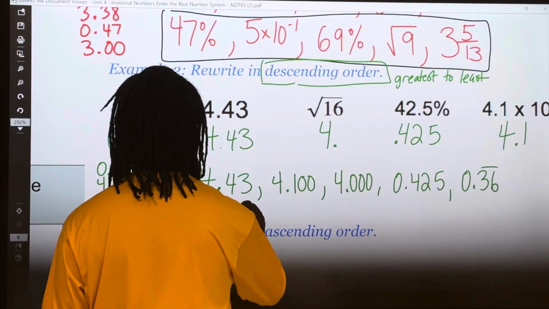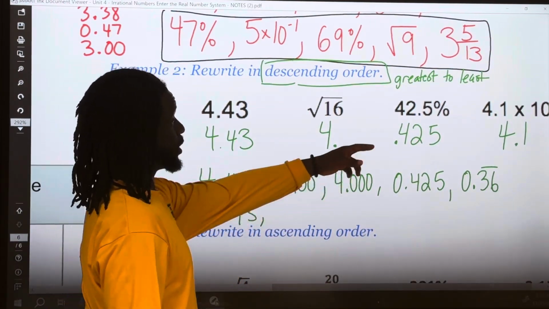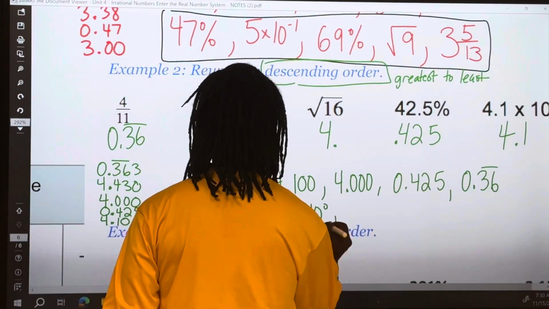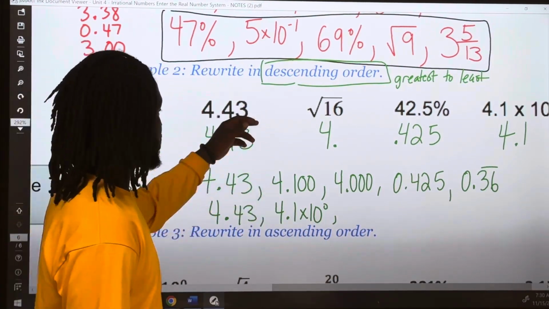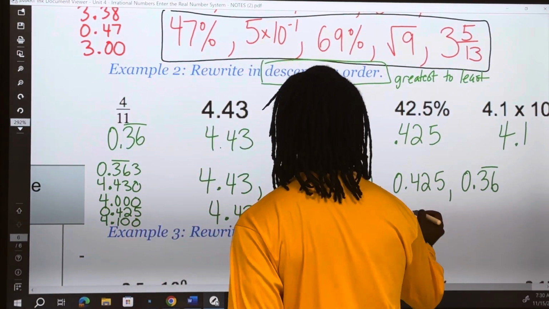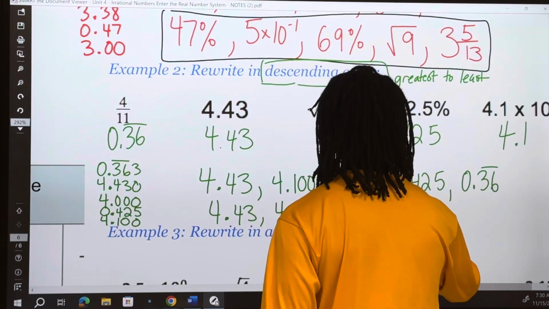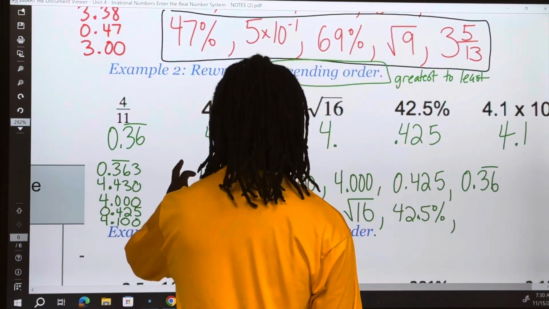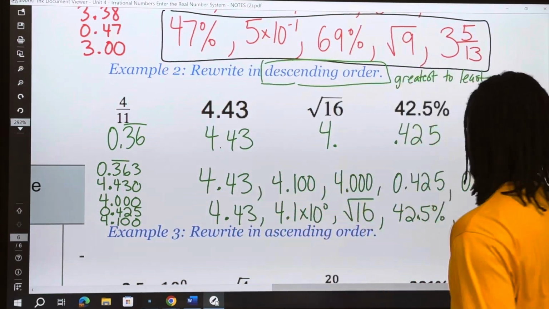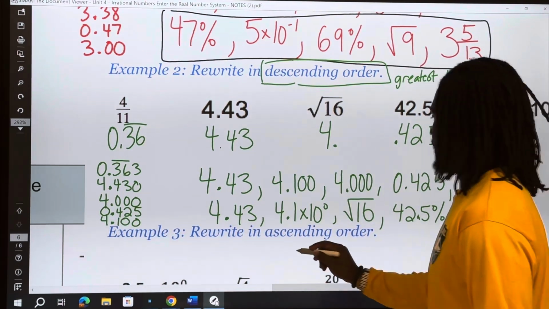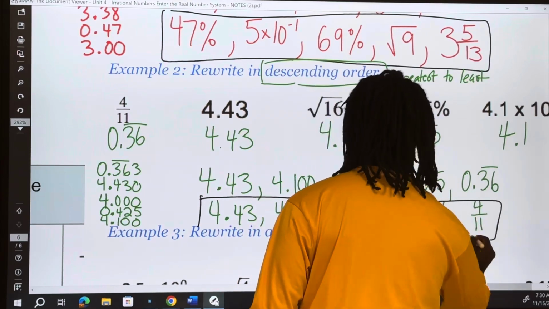Okay, so then I'm going to put them back to the original. Originally this was 4.43. 4.1 was 4.1 times 10 to the 0 power. 4.0 was the square root of 16. 0.425 was 42.5%. And then lastly, 0.36 repeating was 4/11. And this is my correct answer.